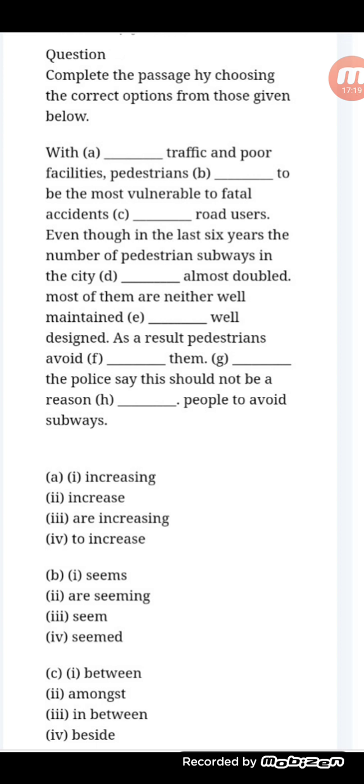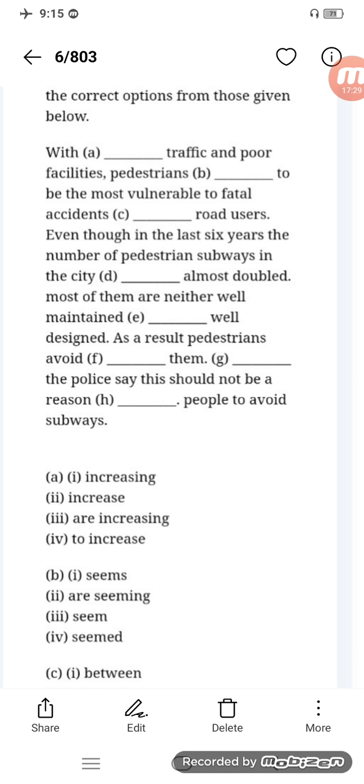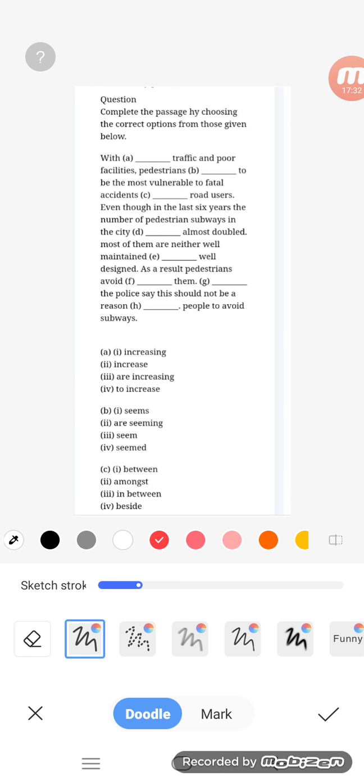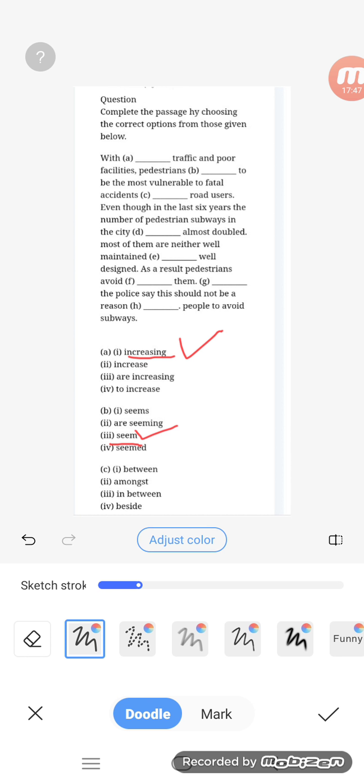So first of all I am preferring the option, the first blank A, and the correct option is increasing. Increasing is the correct option. And after that, for the B I am choosing seem. And for C I am choosing amongst.